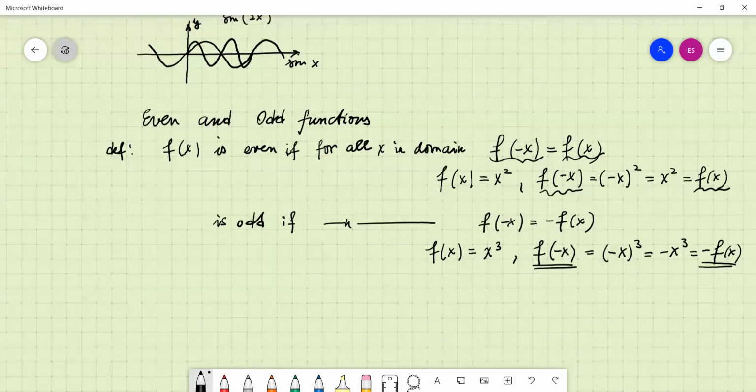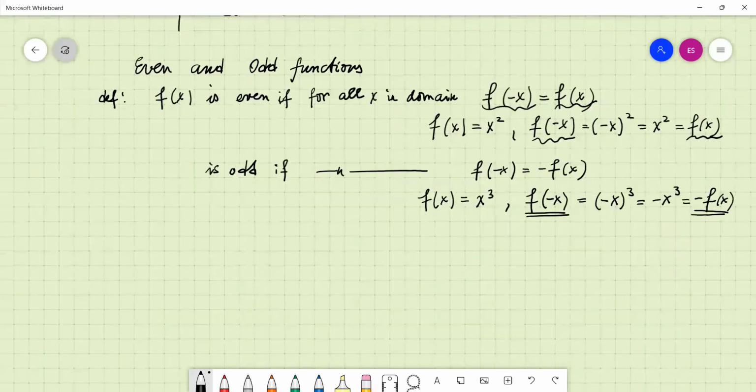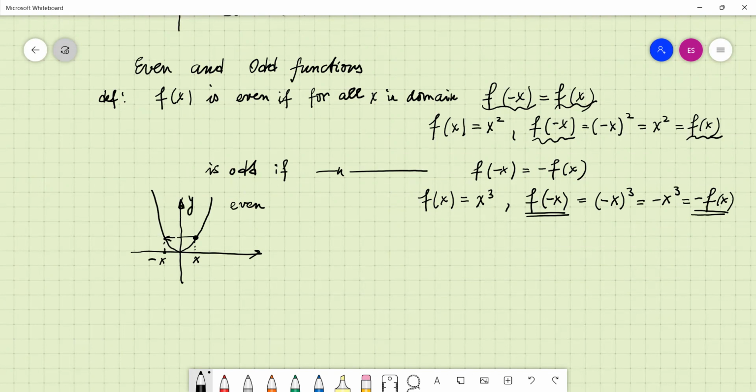How are the graphs of even and odd functions going to look in the picture? Well, a parabola is going to be my even function, right? This is x and this is negative x. From the definition, we know that they're supposed to have the same y. It means that the graph can be reflected about the y-axis. It's symmetrical about the y-axis.